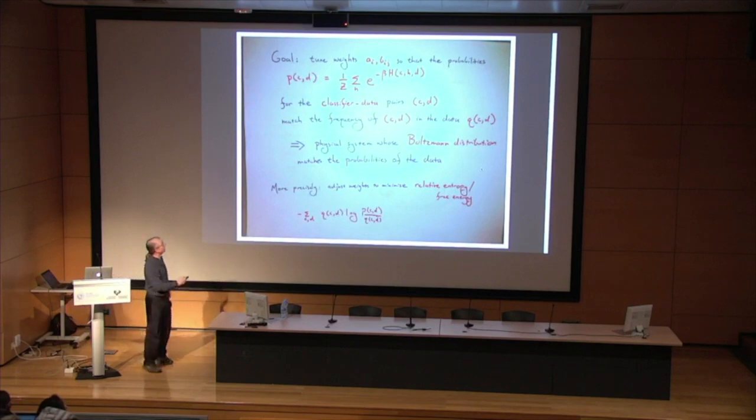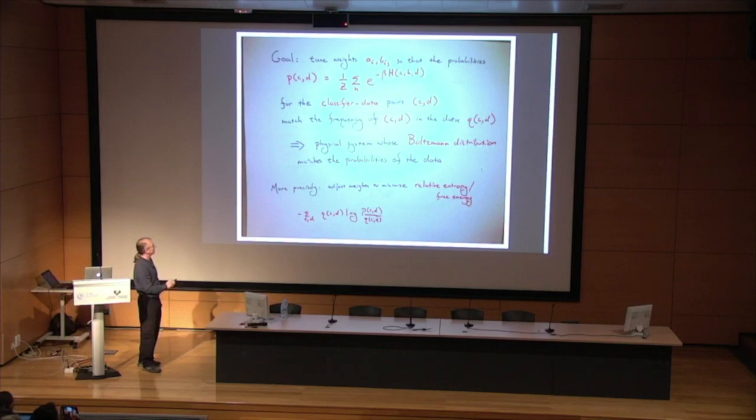Okay. So our goal, again, is to find these weights so that the probabilities match. This is why it's called a Boltzmann machine. We have these Boltzmann factors here. The thermal probabilities, typically at low temperature or high beta, for these classifier-data pairs match their frequency in the data. That is, we're trying to construct a physical system whose Boltzmann distribution matches the probabilities of the data. The way you typically measure this is that if Q are the actual probabilities and P are my machine's estimate of the probabilities, we try to minimize the relative entropy between the actual distribution and our constructed distribution.